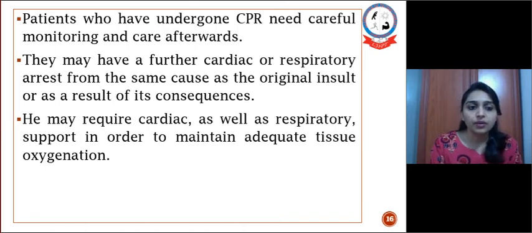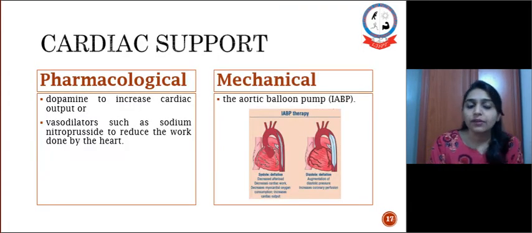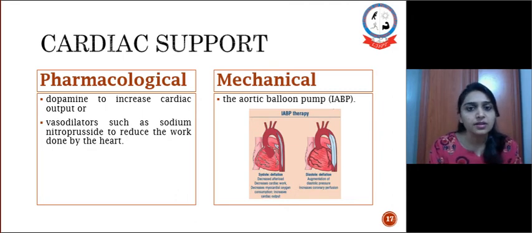So if they have any kind of further cardiac or respiratory arrest from the same cause or original insult or as a result of consequences, we need to monitor it. These kinds of patients may require support of both cardiac and respiratory function to maintain adequate tissue oxygenation. Cardiac support may be pharmacological as well as mechanical. Pharmacological cardiac support can be with the drug dopamine to increase cardiac output, or vasodilators such as sodium nitroprusside to reduce the work done by the heart, as peripheral resistance is reduced and work done by the heart is also reduced.